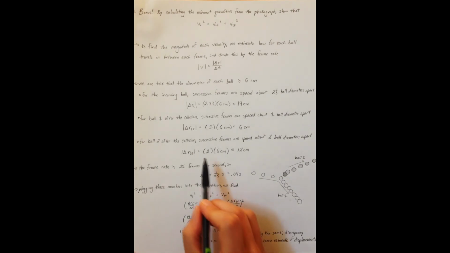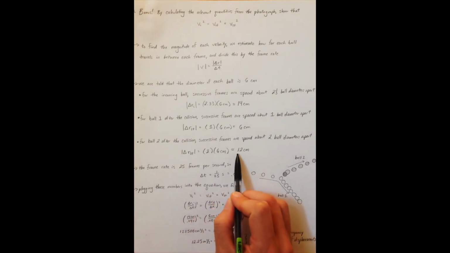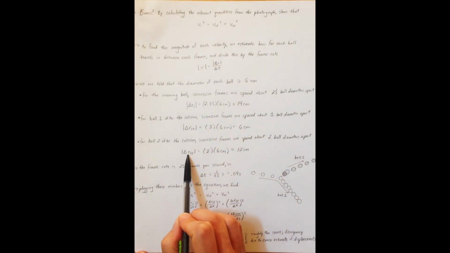For ball 2, it looks like this ball travels 2 ball diameters in between these two frames. The displacement for ball 2 is then 2 ball diameters times 6 centimeters to give us roughly 12 centimeters for the displacement. At this point, we know the delta R for each of the 3 balls.